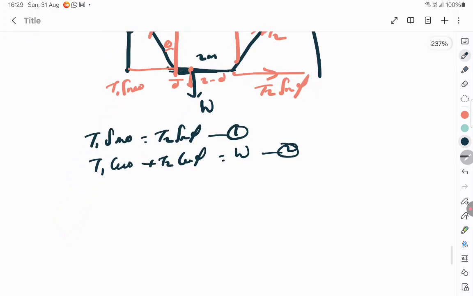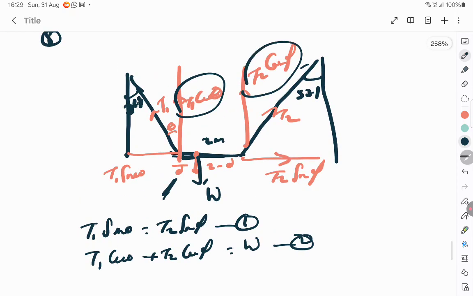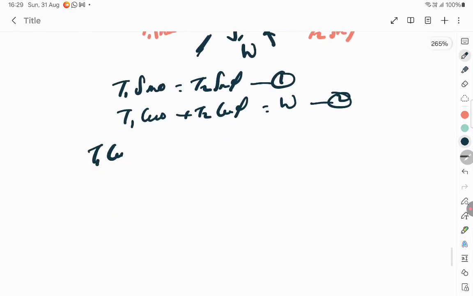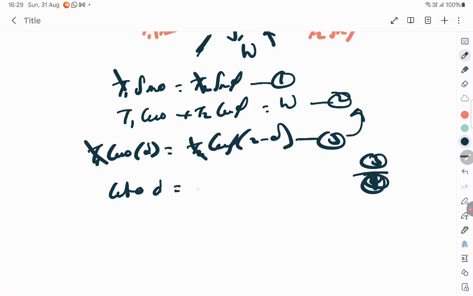Now you also write left moment is equal to right moment. Left moment, T1 cos theta into this distance D, is equal to right moment, T2 cos phi into this distance: T1 cos theta into D is equal to T2 cos phi into (2 minus D). Mark this as equation 3. Now make sure you divide 3 by 1. T1 and T1 get cancelled, and T2 and T2 also get cancelled. You will have cot theta into D is equal to cot phi into (2 minus D).